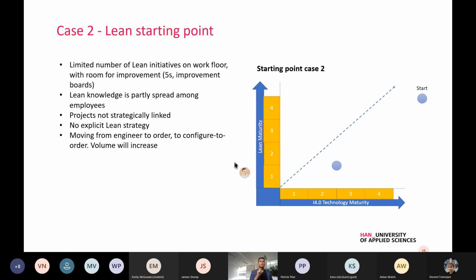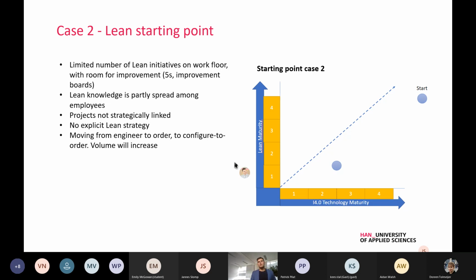But they were also a bit different compared to the first case, because this organization was investing a lot in developing from engineer to order to configure to order. And in order to do so, they invested a lot in a product configurator, a real-time product configurator. And so their technological maturity was almost already at the visibility and traceability part of the maturity index as specified by Jannes. So their starting point was a bit different. You could even argue that they started with a more technology-driven trajectory.